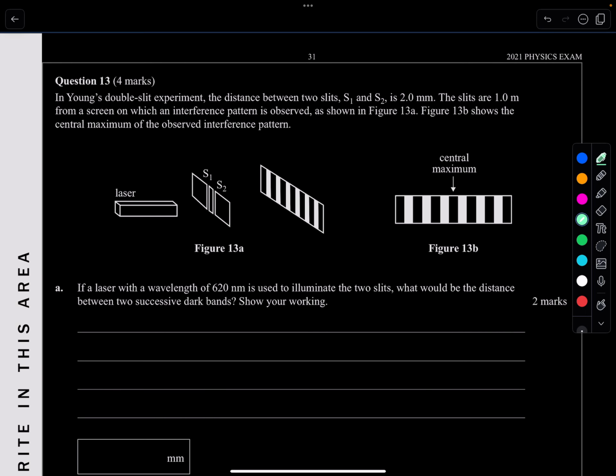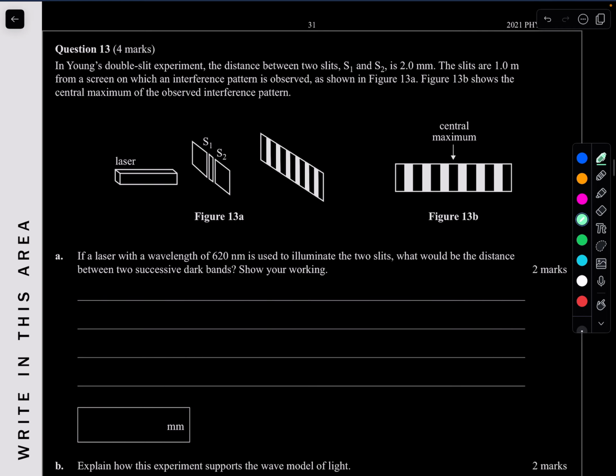Question 13. In Young's double slit experiment, the distance between the two slits, S1 and S2, is given, and the slits are 1 meter apart from a screen on which an interference pattern is observed, as shown in figure 13a. Figure 13b shows the central maximum of the observed interference pattern. If a laser with this wavelength is used to illuminate the two slits, what would be the distance between two successive dark bands?